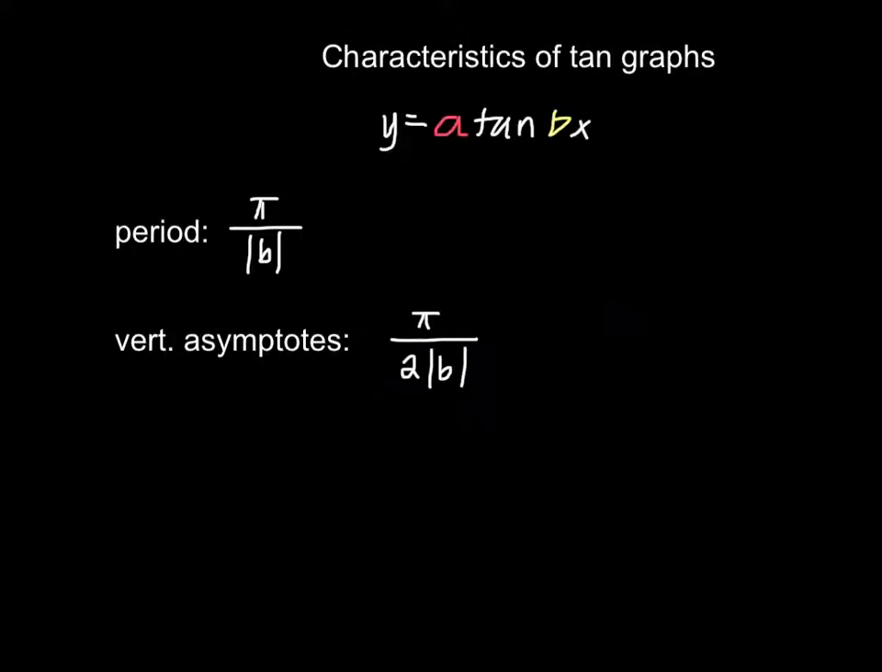So we have our third graph, which is our tangent graph, and this has the same form of y equals a tan bx. But we're going to be using our period in a different way. This time we have pi over b, and our vertical asymptotes we find with pi over 2b.